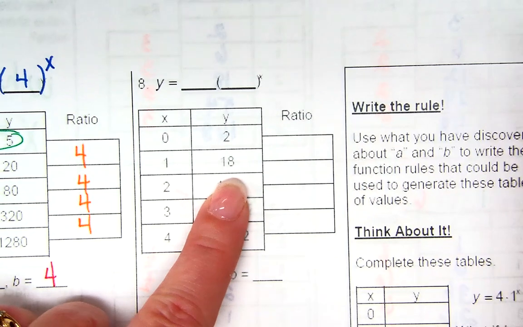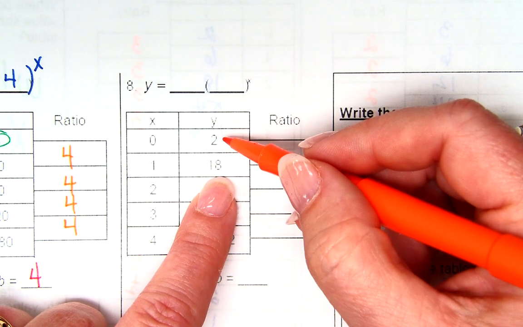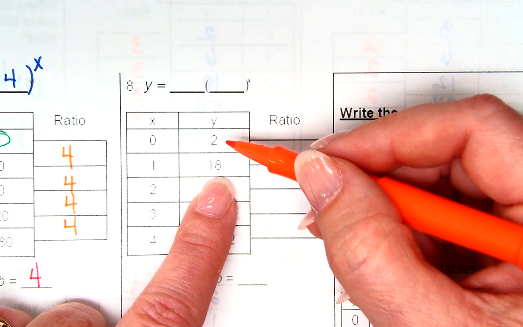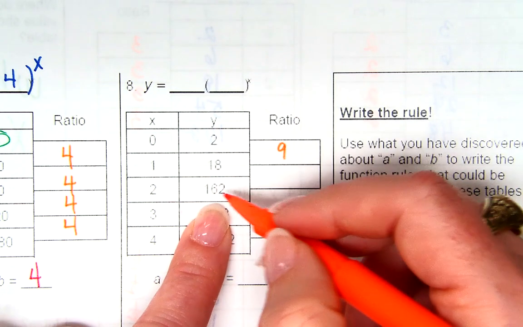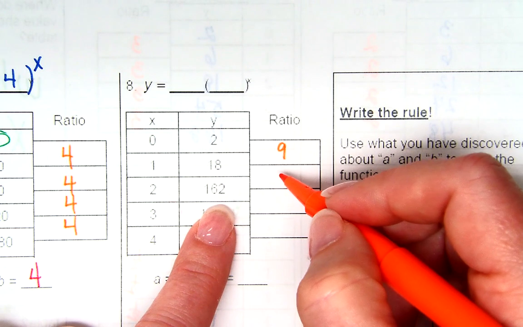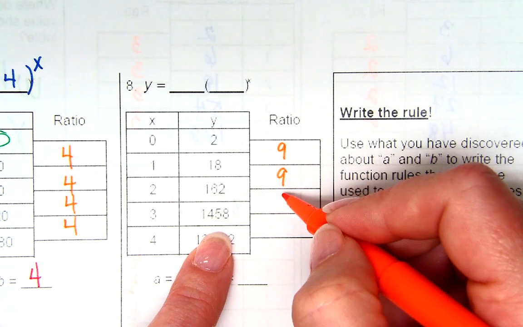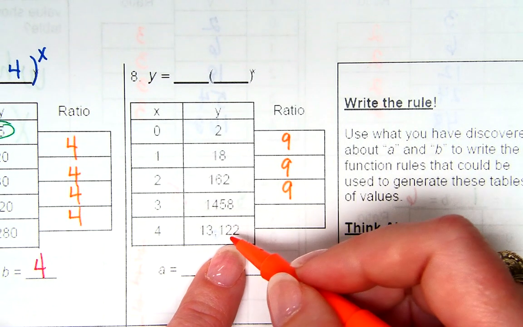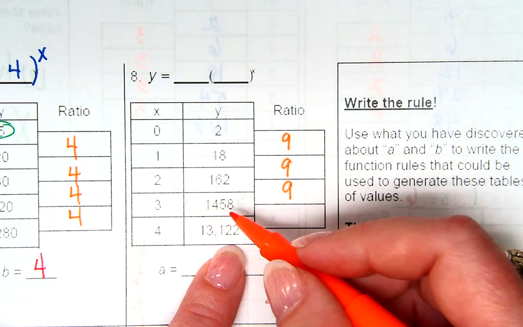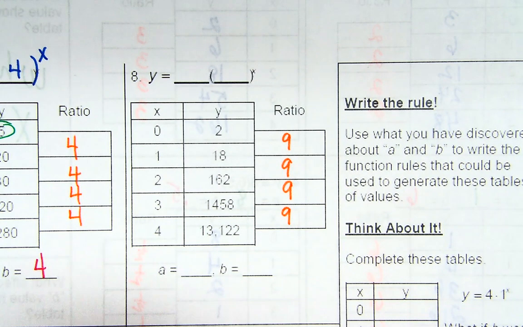Who's up? Isaiah? Sierra? What's 18 divided by 9? How about if I tell you the answer? What's 18 divided by 2? 9. 162 divided by 18? 1,458 divided by 162? 9. 13,122 divided by 1,458. Okay, so I'm going to make a comment to Jake because I know he can handle this. Jake, you didn't even do that.